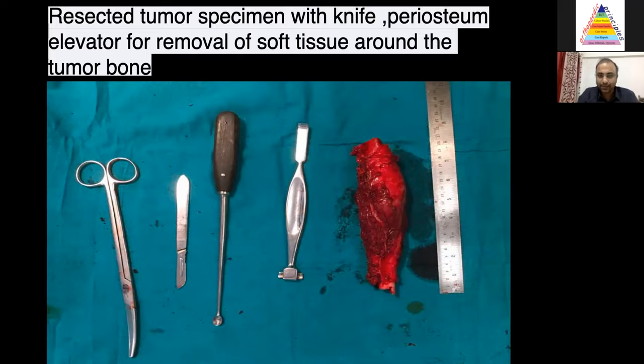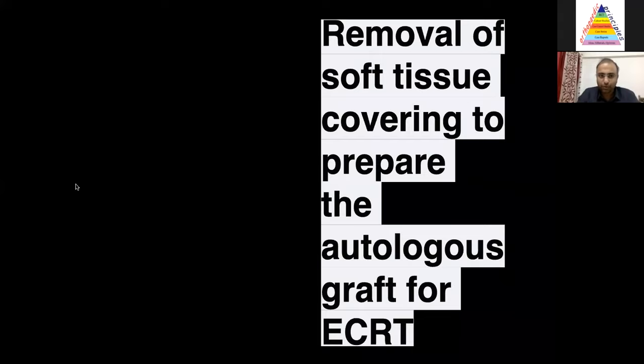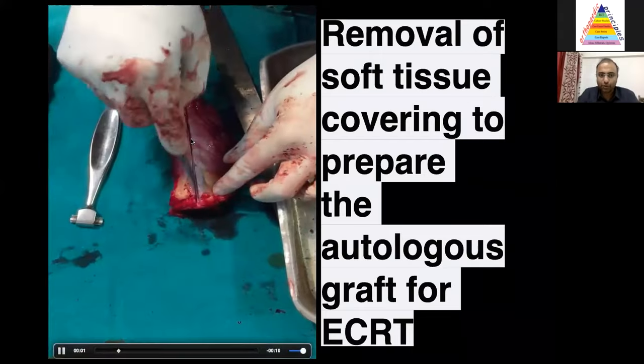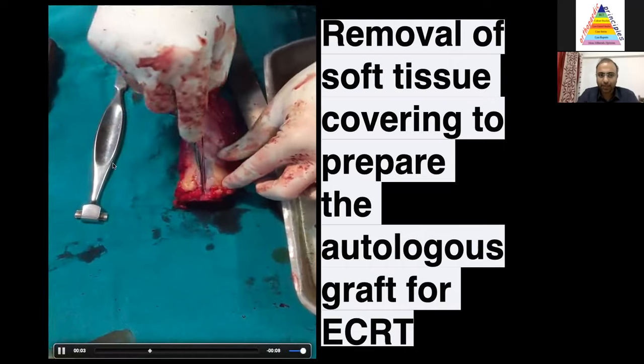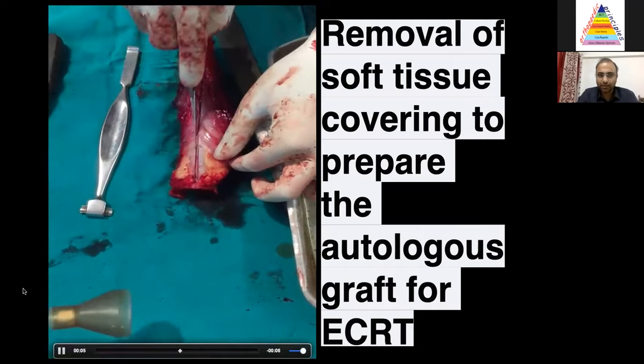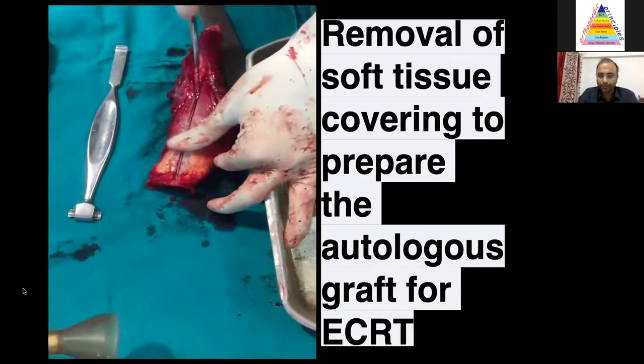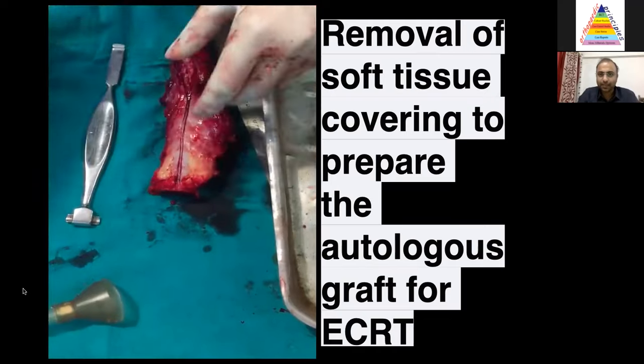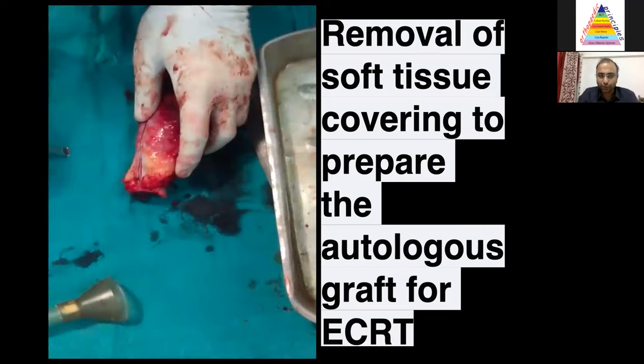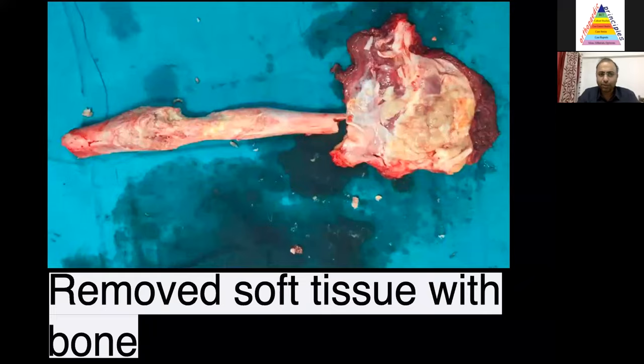So these are the things which are used. A periosteum elevator, scoop, knife is used to remove the soft tissue. This is how the soft tissue is removed with the help of the knife and periosteum elevator. Remove all the soft tissue so that the bone is made bare of soft tissue. This is how the bone looks after removal of soft tissue. And this soft tissue is sent to the pathology department to know the percentage of necrosis.